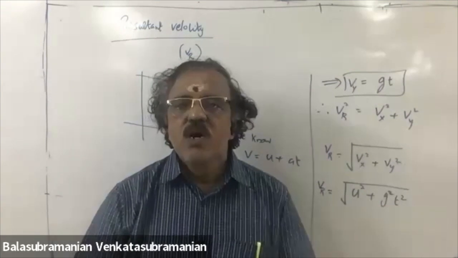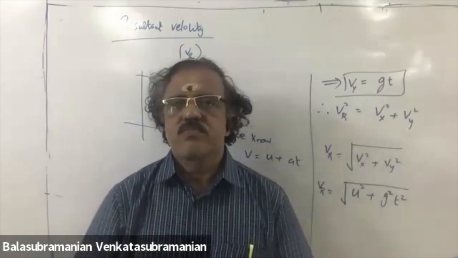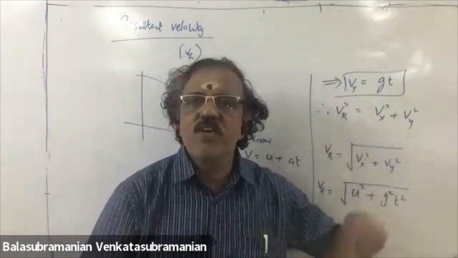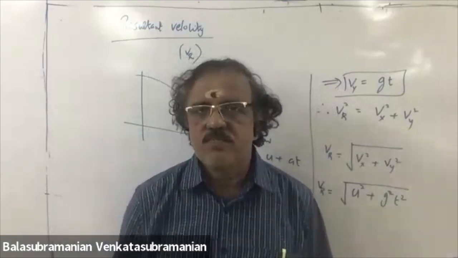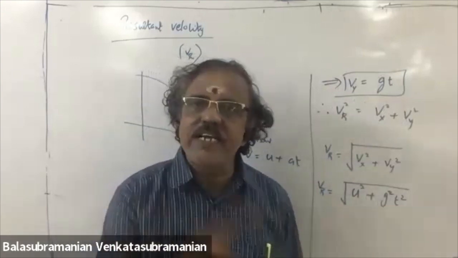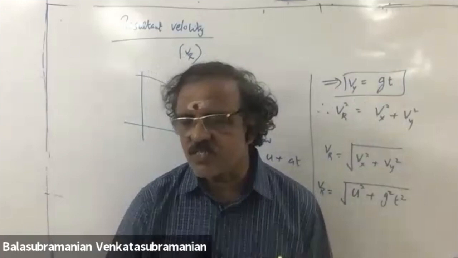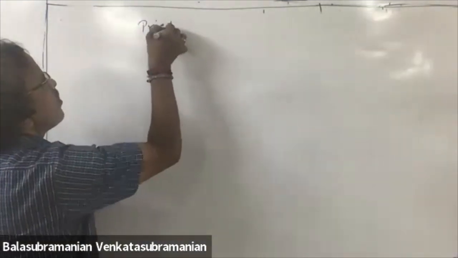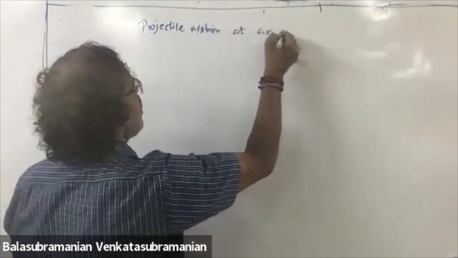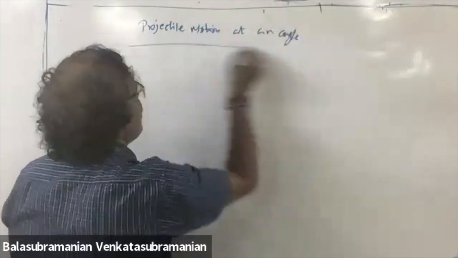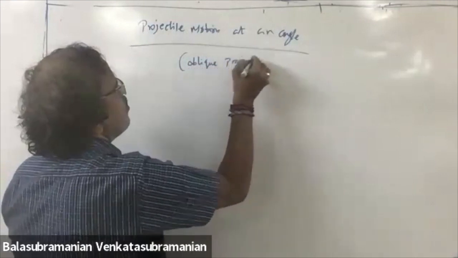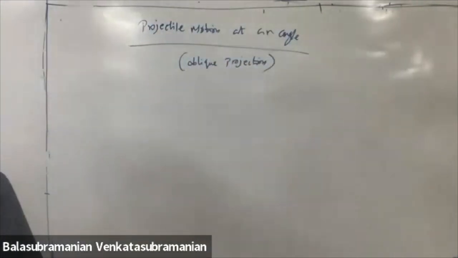Otherwise, we call this oblique projection. This is a body projected from the top of the building, which is horizontal projection. The second one is oblique projection, at an angle theta with the horizontal. That we will discuss. Projectile motion at an angle, otherwise known as oblique projection.